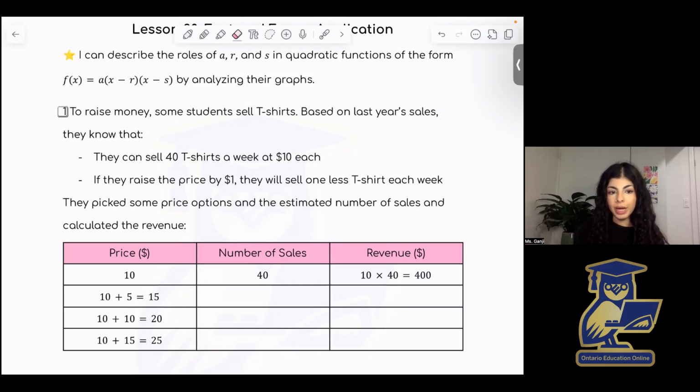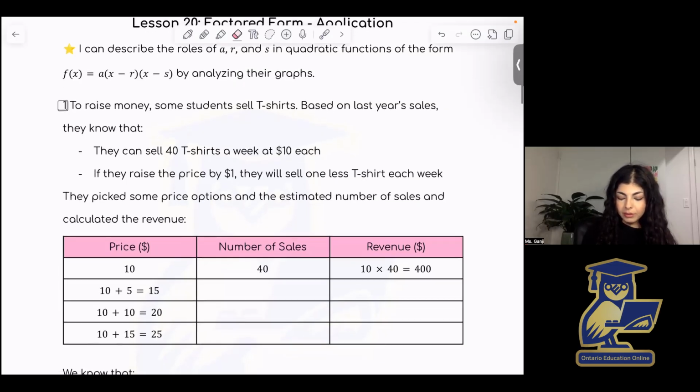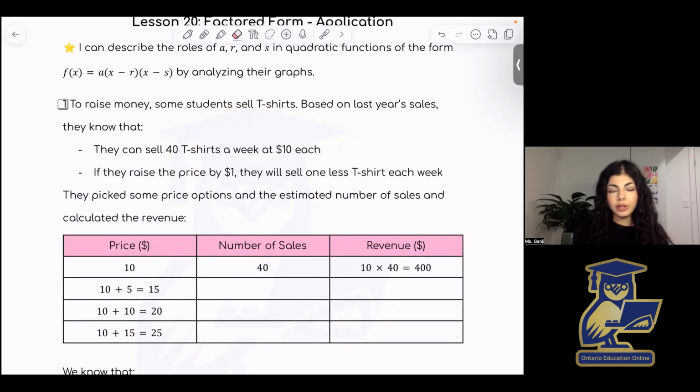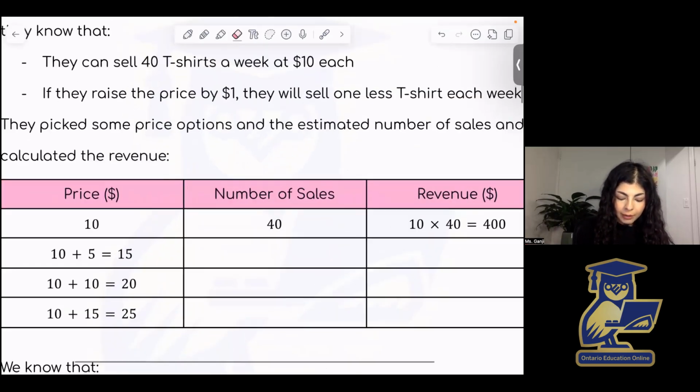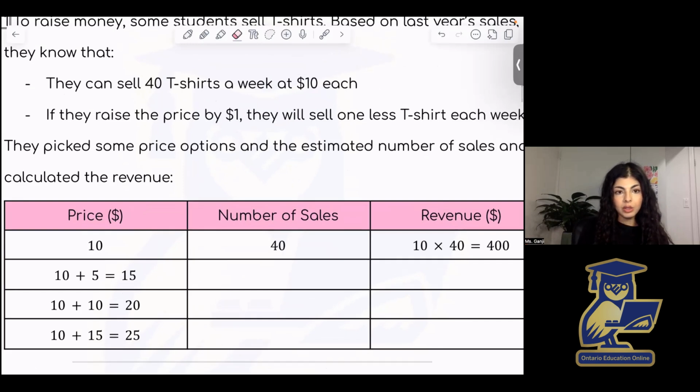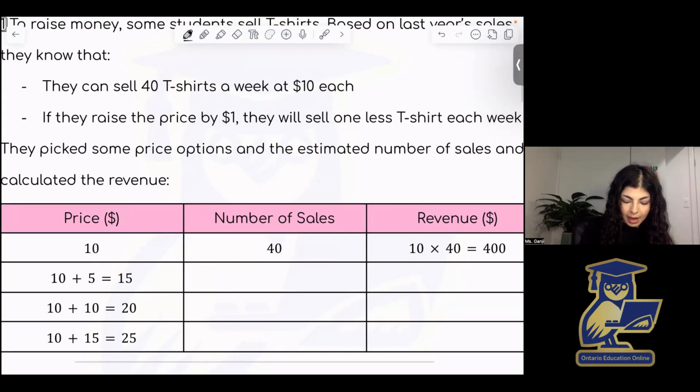So they pick some random price options and try to estimate their number of sales, as well as to calculate their revenue based on those number of sales. So if we have our $10 price, we sell 40. That's what we were told. Now, if we add $5 to the price, we will be making 5 fewer sales, so 35 here.